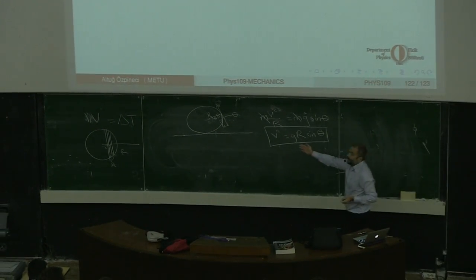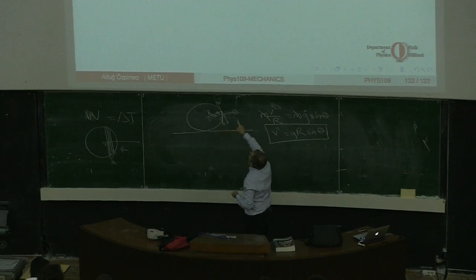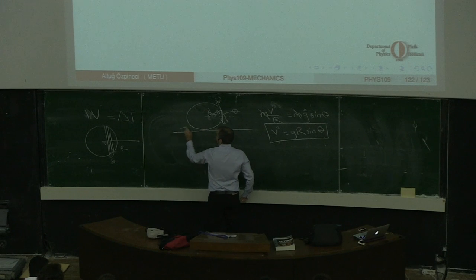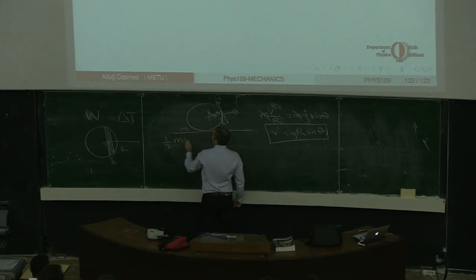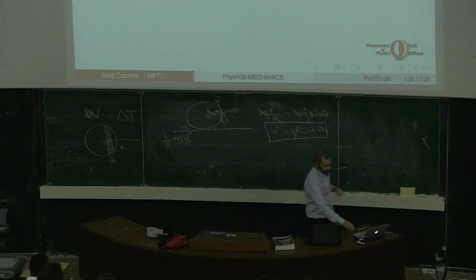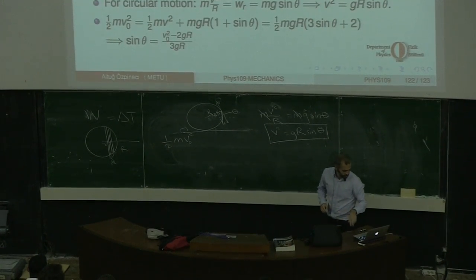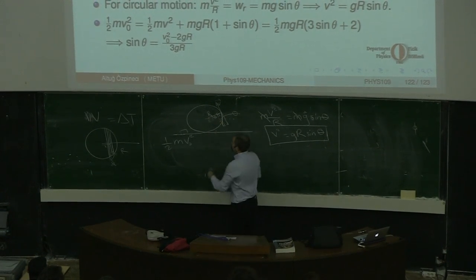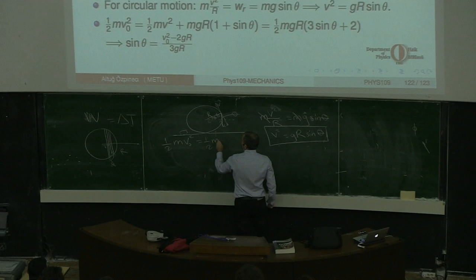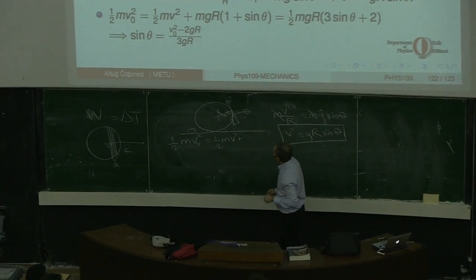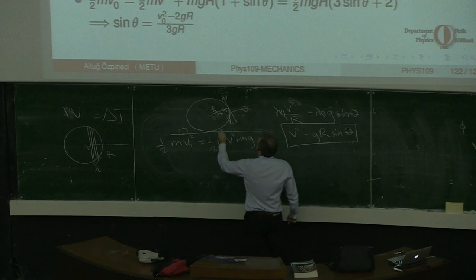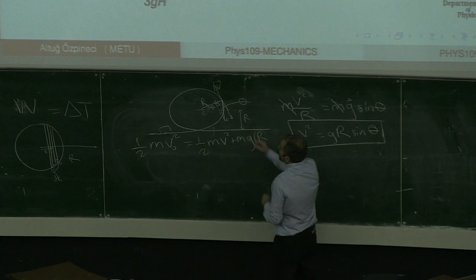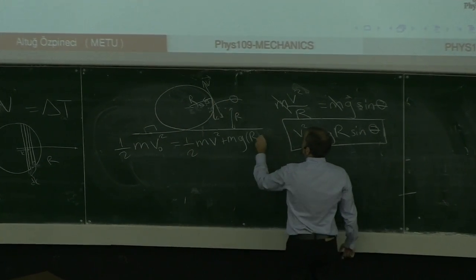Well, the speed at any height I can calculate using the conservation of one over two m v squared plus m g h. At this point, it was one over two m v0 squared. This is the initial value of that combination. When I reach here, it is one over two m v squared plus m g. Well, this height is r. I have this additional height, which is r sine theta.